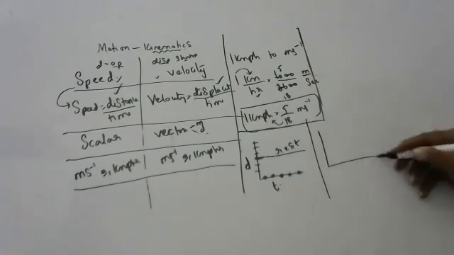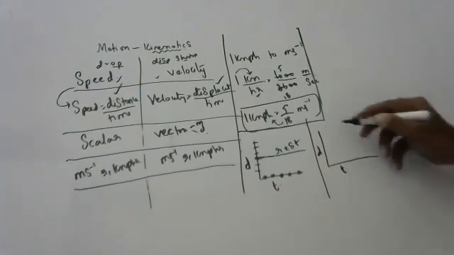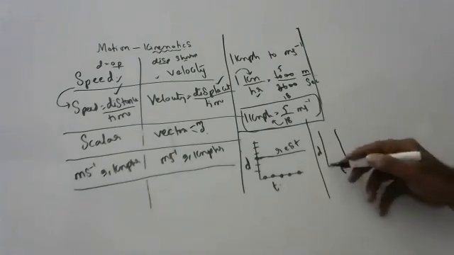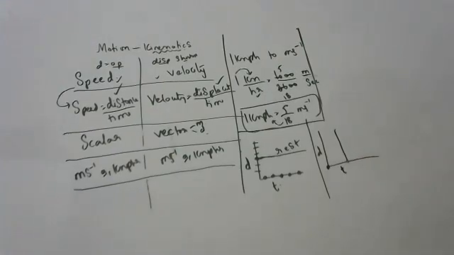Suppose someone will draw like this, children. This is distance, this is time. Someone will draw like this. What does it indicate? Can anyone say? I'll see who is the intelligent in the class. Whoever says this, they are the best in the class.